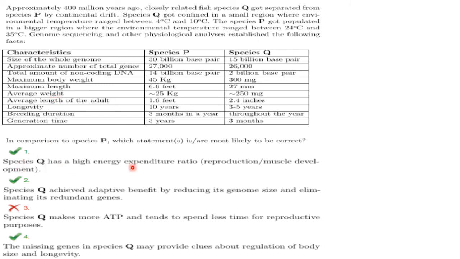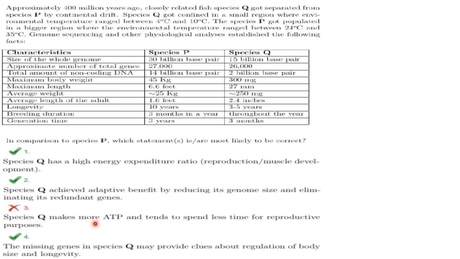Species Q has high energy expenditure ratio, that is reproduction by muscle development. Yes, species Q reproduces throughout the year and it will be having high energy expenditure ratio. Then species Q achieved adaptive benefit by reducing its genome size. Yes, species Q have to live in cold conditions, so it has reduced its genome size to 15 billion base pairs, while species P it is 30 billion base pairs, and eliminating its redundant genes. So it has also eliminated some of its redundant genes. So that was how it got its genome size reduced.